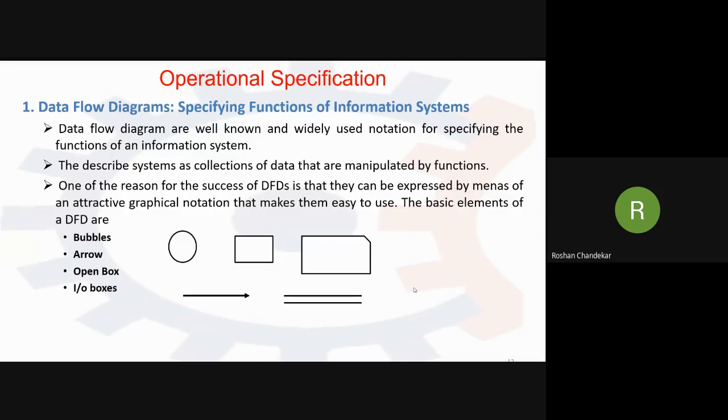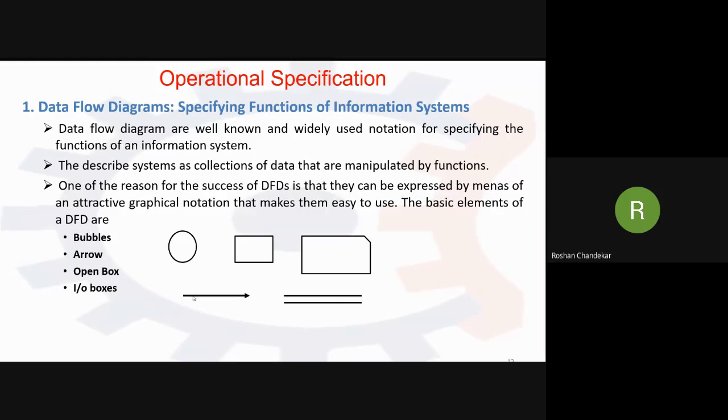The first one is the bubble. Here the diagrammatical approach is also given. The bubble is the function symbol, used to represent a function. The next one is the arrow. The arrow is a data flow symbol, used to represent a data flow. This arrow is used for the representation of a data flow.